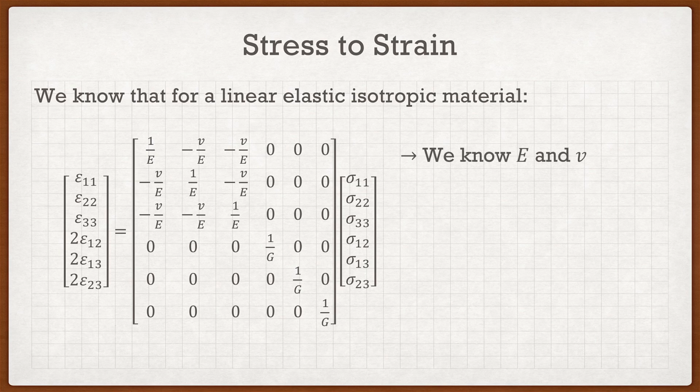When we consider V and E, those are nice, easy, good to go, because we know them. Now, you're going to say, Clayton, well, I don't know G. Well, of course, we know G. G is the shear modulus, and it's simply a function of V and E. So since we know V and E, we can easily find out what G is.